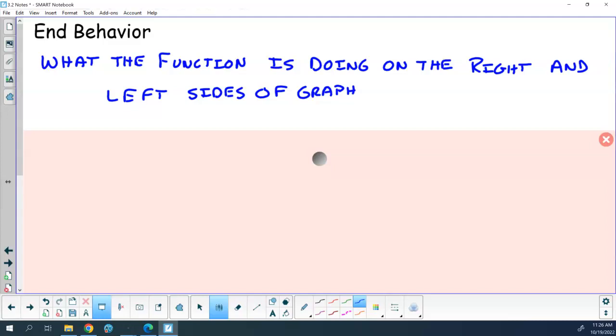On the right, that's when x is going to positive infinity. It would be like what the value of your function is if you were able to plug in positive infinity. On the left, it's as if x is going to negative infinity.